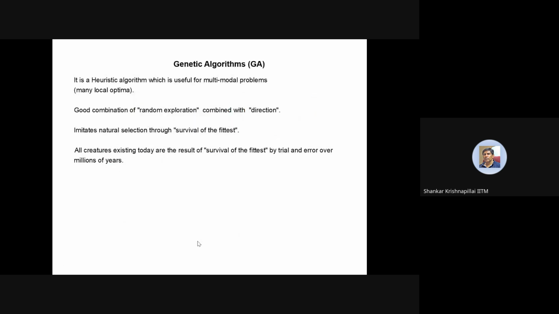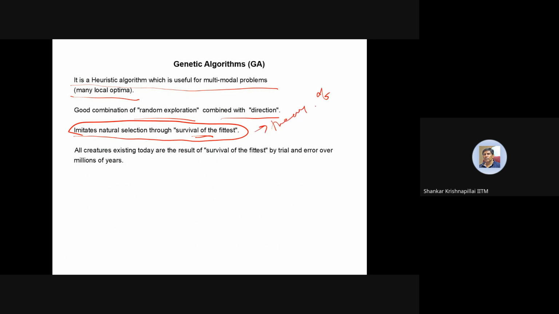Now we'll go into the details of genetic algorithm. It is a heuristic algorithm which is useful for multimodal problems, that is, many local optima. It has a good combination of random exploration combined with direction. It imitates natural selection through the concept of survival of the fittest. This is called the theory of evolution. The theory of evolution is based on the concept of survival of the fittest.